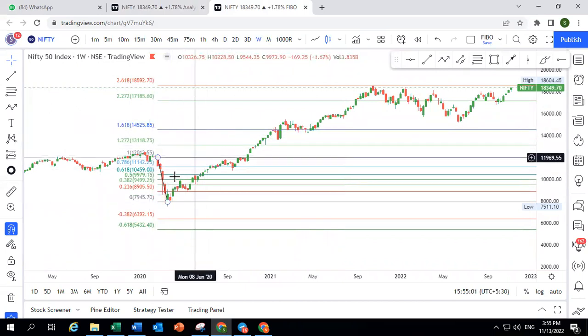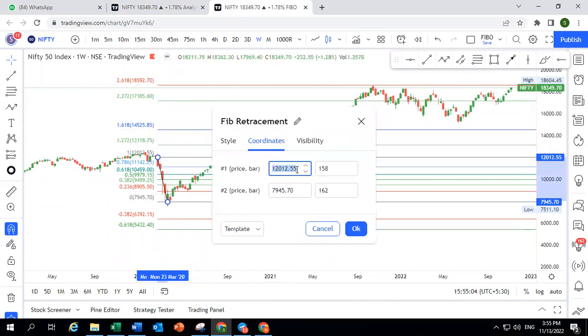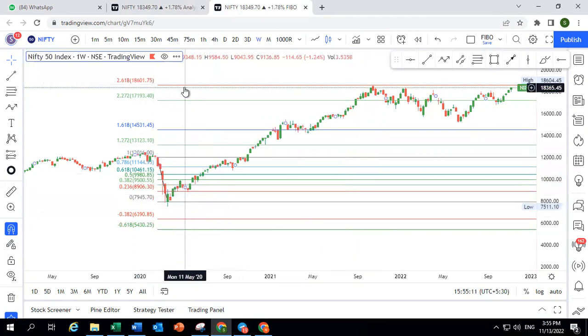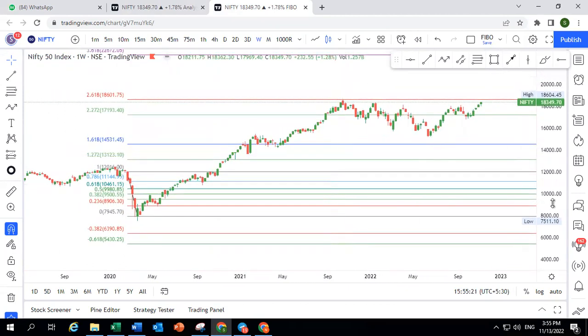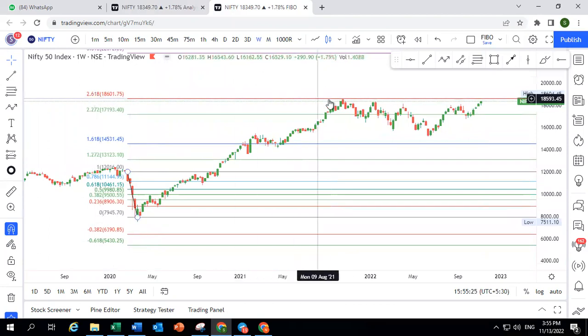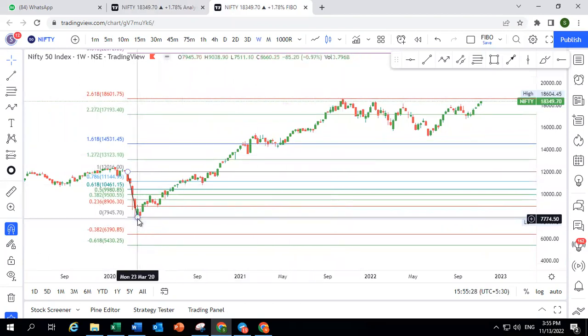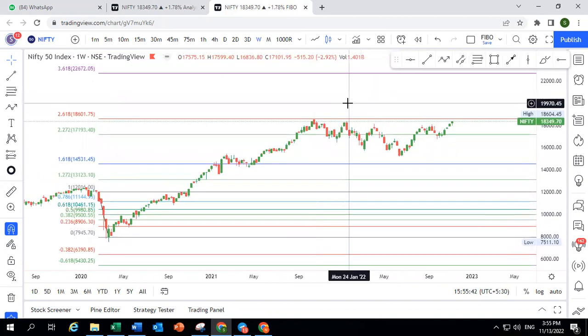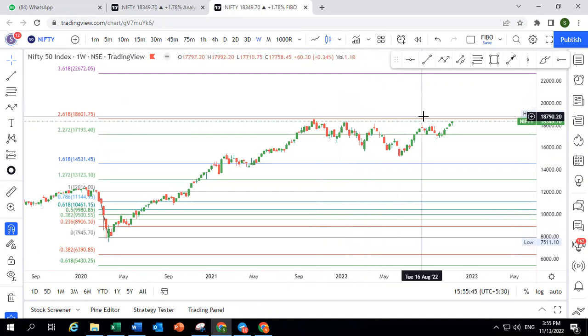When I draw a FIBO on a very long-term basis, I'll just correct this FIBO. This is the FIBO which I've drawn from February 2020 onwards. This Fibonacci had a 2.618 at the 18601 level. On such a long-term basis, when it has taken resistance from here, for the market to go up, it has to cross 18604. So that is the first criterion that I have.